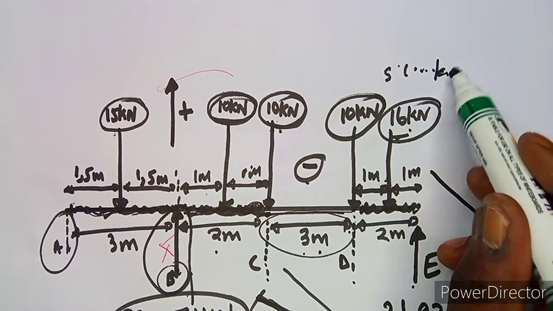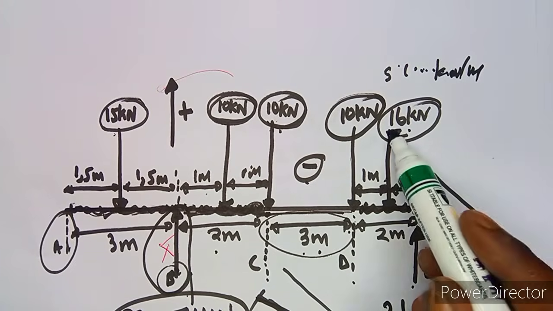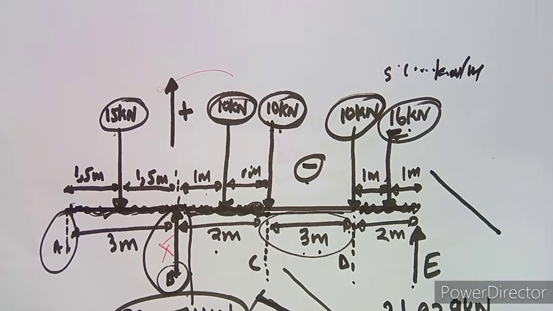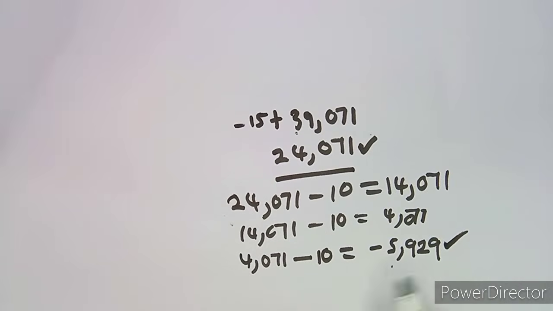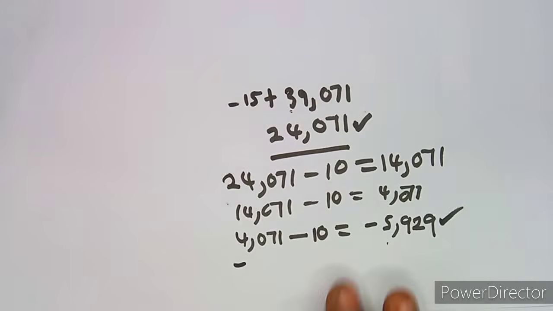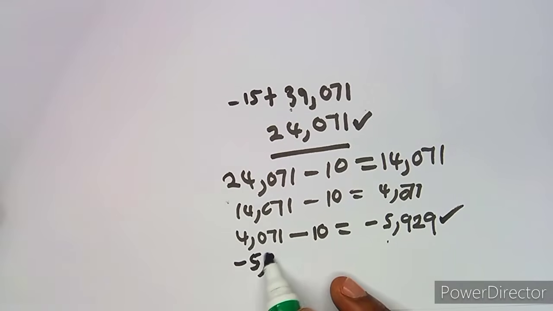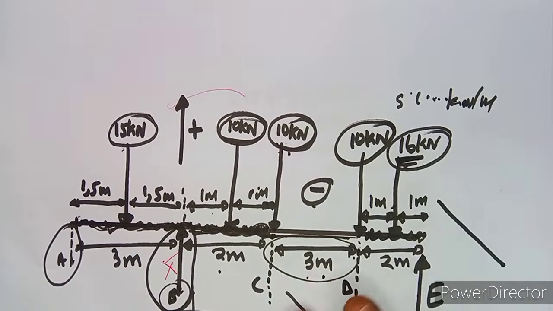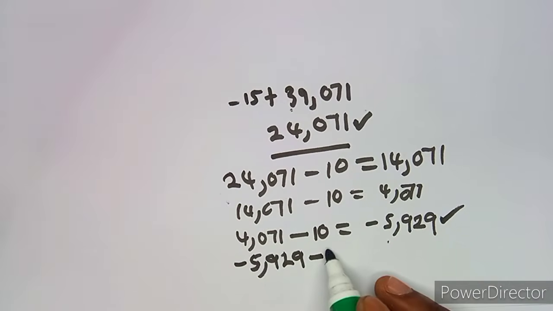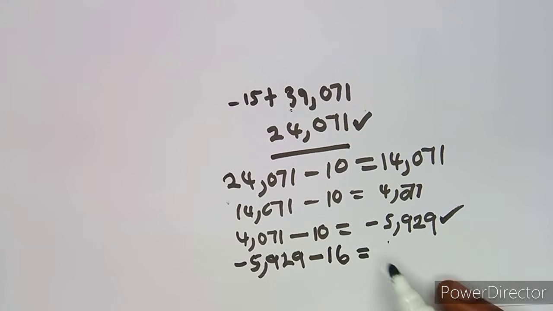No, kilonewton per meter. You work with the actual force, the one that you multiplied, the kilonewton per meter, and the distance. That is the one that you're going to use. So from the force that we are now at, we are going to subtract 16. Take note, we are at 16, so we subtract 16.